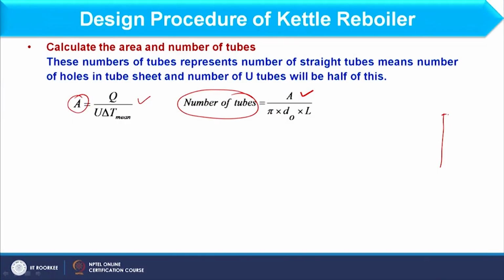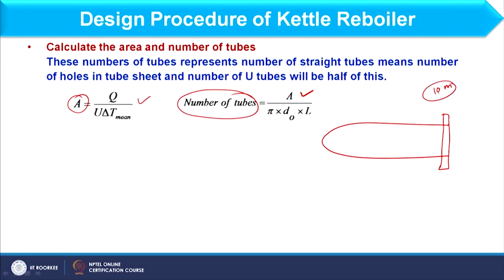Now, what will happen in U tube? If you consider this is the tube sheet and this is basically the U tube, and if you know that length of U tube is, let us say, 10 meter, this is the complete length of the U tube unless it is mentioned that it is half of the U tube. So, if total length you are considering, what is the meaning of that?